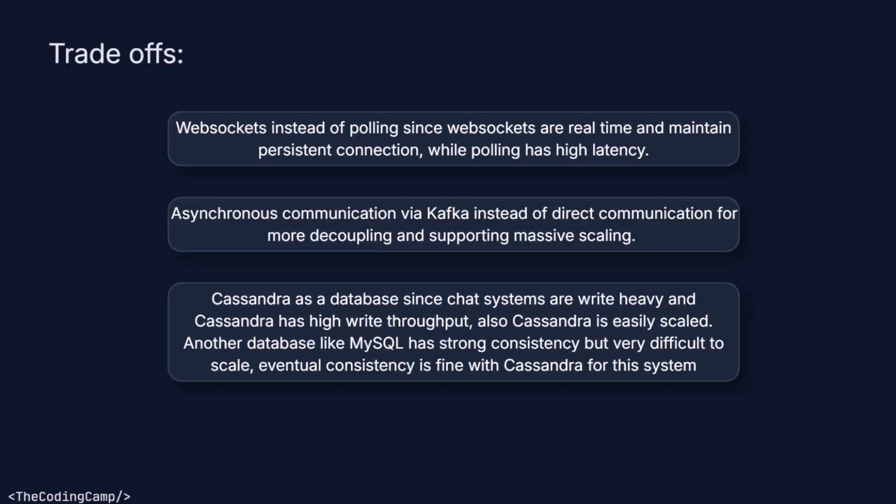Another database like MySQL has strong consistency but is very difficult to scale. Eventual consistency is fine with Cassandra for this system. Good. This is a solid production-level design. That is all from my side.